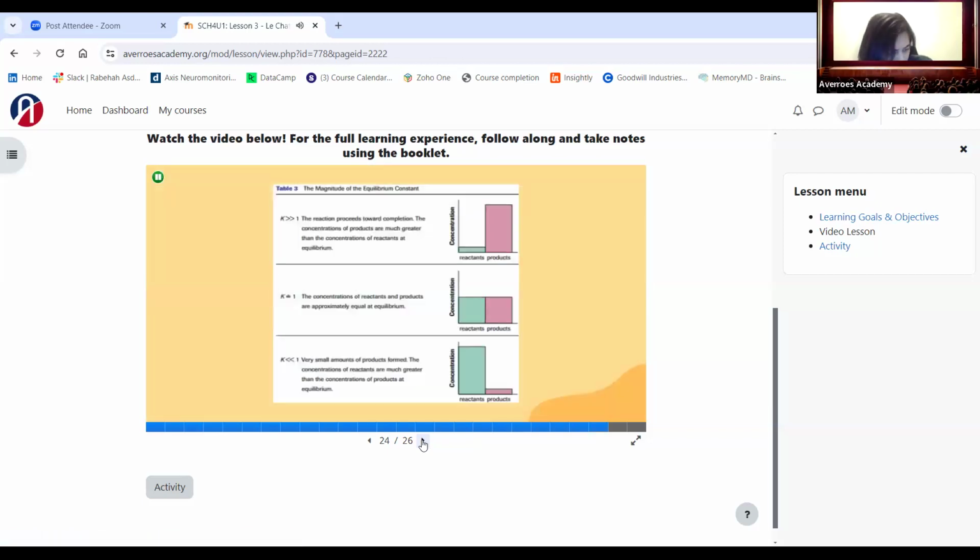And again, this slide is a nice way of reviewing the magnitude of your equilibrium constant and what that means. Right, so if K is much greater than 1, the reaction proceeds towards completion. The concentration of products are much greater than the concentration of the reactants when we're at equilibrium. If K is approximately equal to 1, then the concentrations are approximately equal as well. But if K is less than 1, so we have a very small amount of products formed, the concentration of the reactants are much greater than the concentration of the products at our equilibrium.